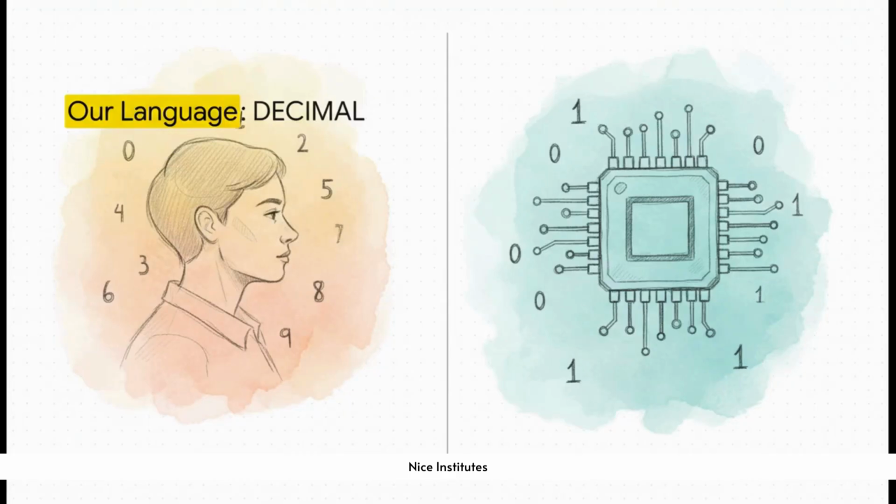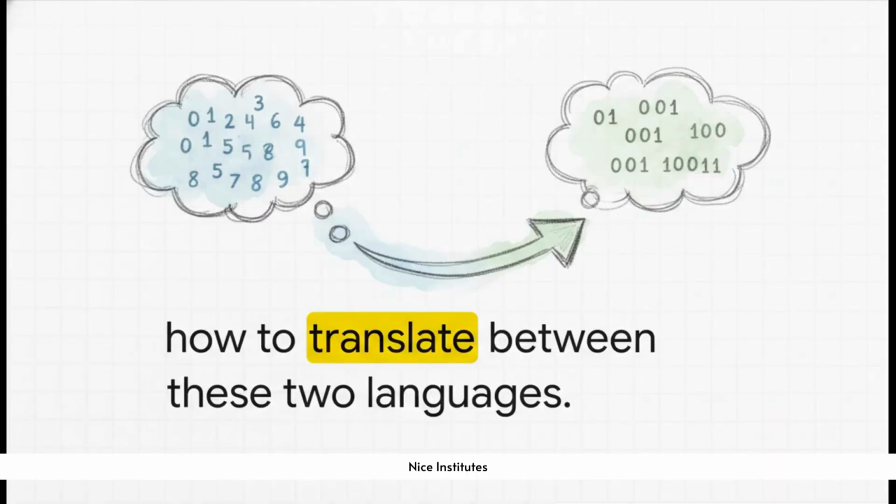Okay, so take a look at this. It really breaks down the two languages. On our side, we've got what's called decimal, or base 10. That's the stuff we use every day, the digits 0 through 9. But then you have the computer's language, binary, or base 2, and it's way simpler, using only 2 digits, 0 and 1. But hey, don't worry about it. By the time we're done here, you're going to be a fluent translator between these two worlds. Seriously, you'll know exactly how to speak the computer's native tongue.